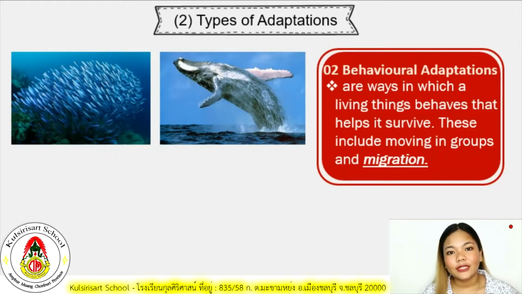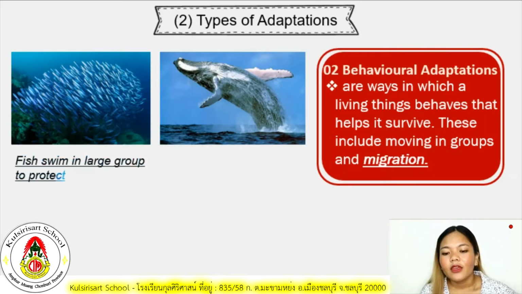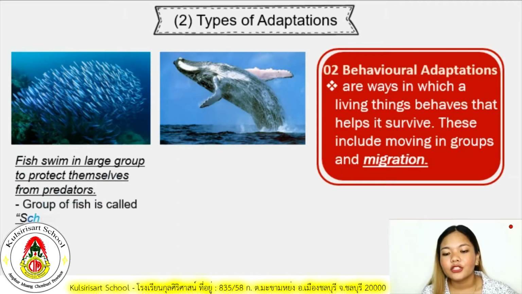Now, let's proceed to the second type of adaptation, and that is behavioral adaptations. What do we mean by this one? Behavioral adaptations are ways in which a living thing behaves that helps it survive. This includes moving in groups and migration. Now, let's have an example. Fish swim in large groups to protect themselves from predators. And we have here, a group of fish is called a school.